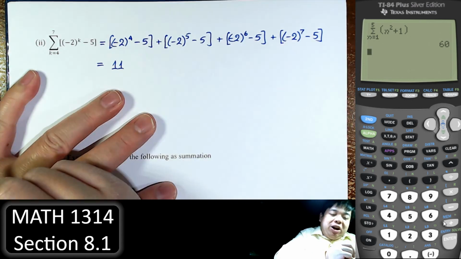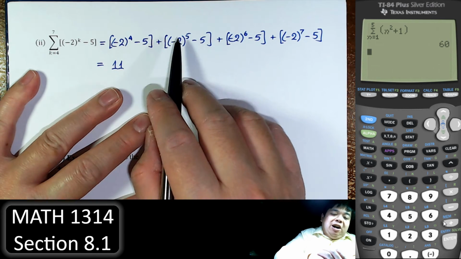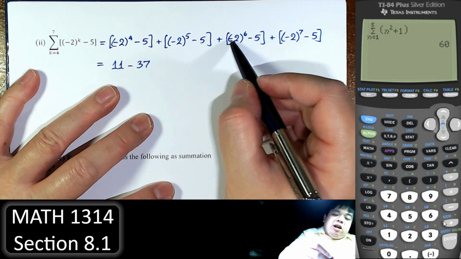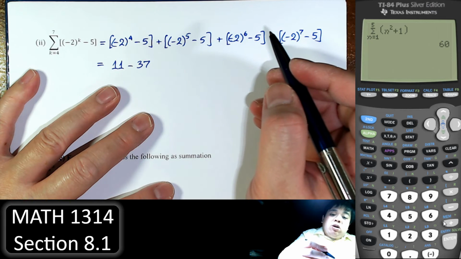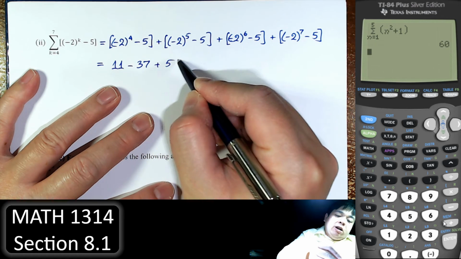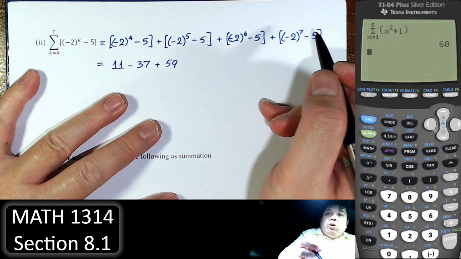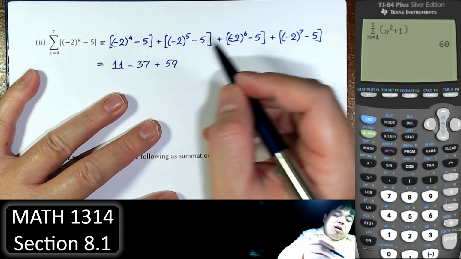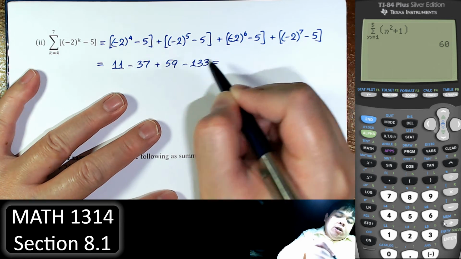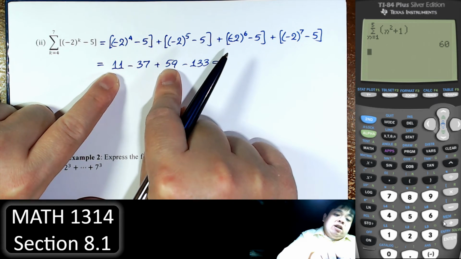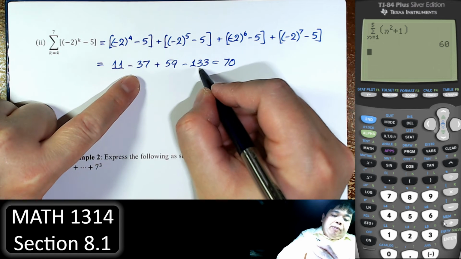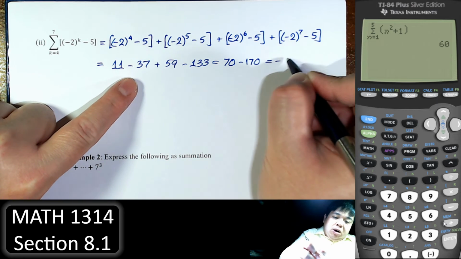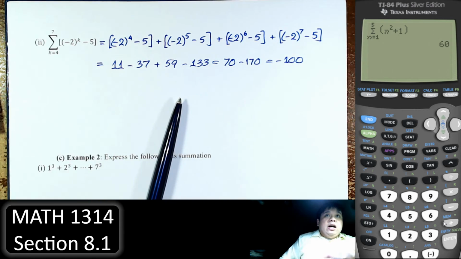Of course, I'm going to check with the calculator. Just try to do this by hand. Negative 2 to the 5th, that's negative 32 minus 5, negative 37. Negative 2 to the 6th, that's 64 minus 5, 59. And negative 2 to the 7th, minus 128, sorry, minus 128 minus 5, negative 133. So 11 and 59, that's 70. And minus 170. So minus 100. I'll see if it works.